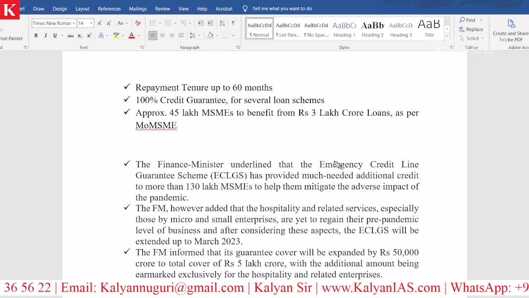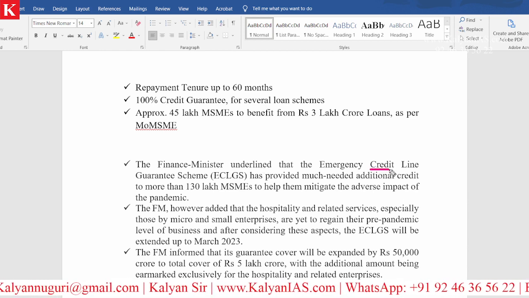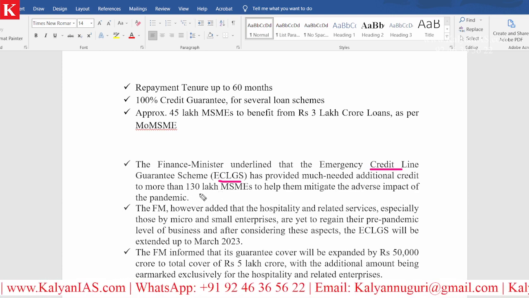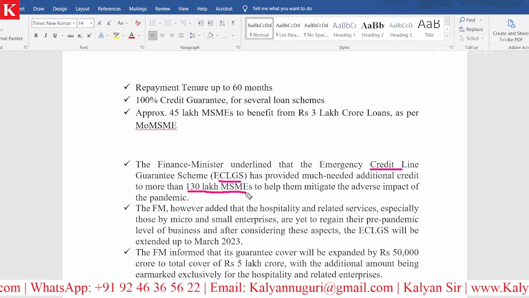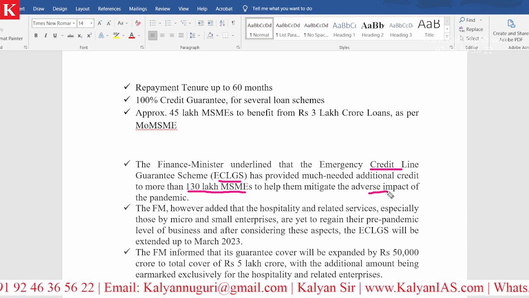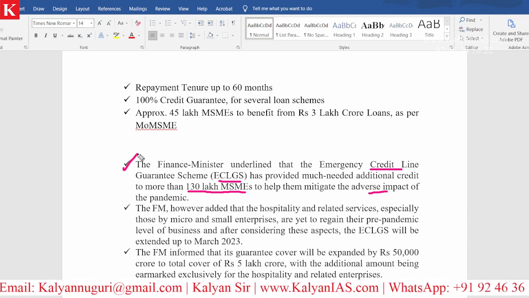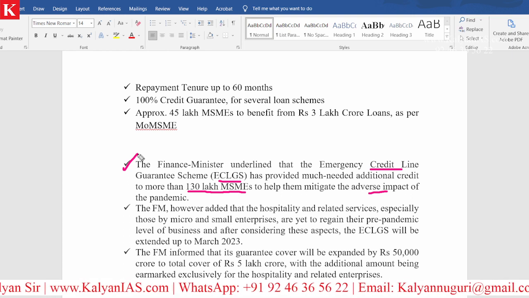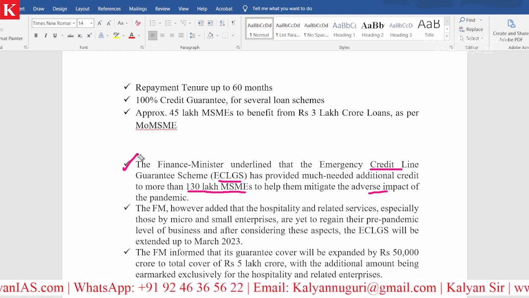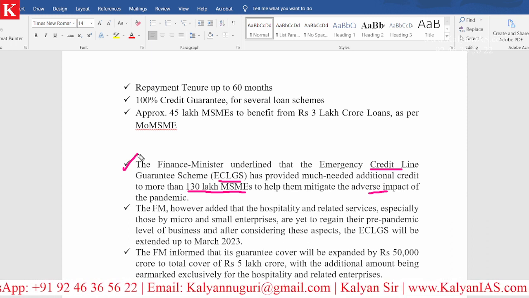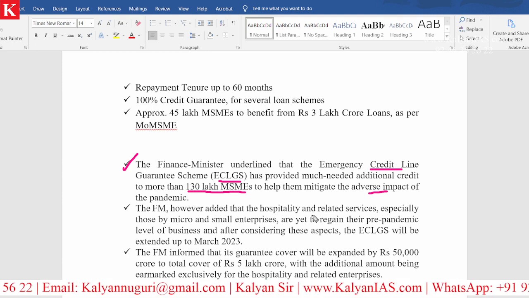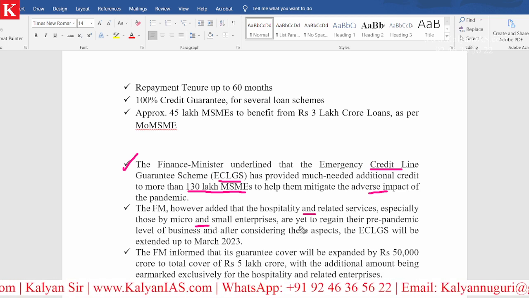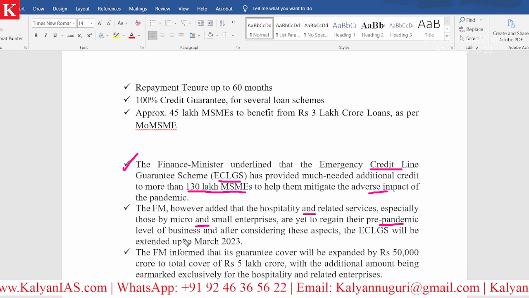So recently what happened? Recently in the budget, the finance minister underlined that the emergency credit line guarantee scheme has provided much needed additional credit to more than 130 lakh MSMEs to help them mitigate the adverse impact of the pandemic. Kindly remember, this pandemic has created worse in all the sectors, and MSMEs are no exception. So obviously they should be supported by the government.